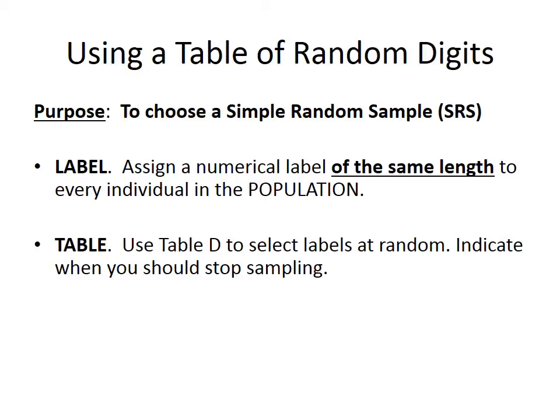Next, we want to explain how to use the table. This should be a written protocol that gives very specific instructions to your audience so that your audience can replicate your method and be able to choose the same individuals that you have chosen to participate in the sample. We should make sure that we discuss when to stop sampling, as well as what to do with numbers that fall outside of the range of our labels or numbers that are repeated.